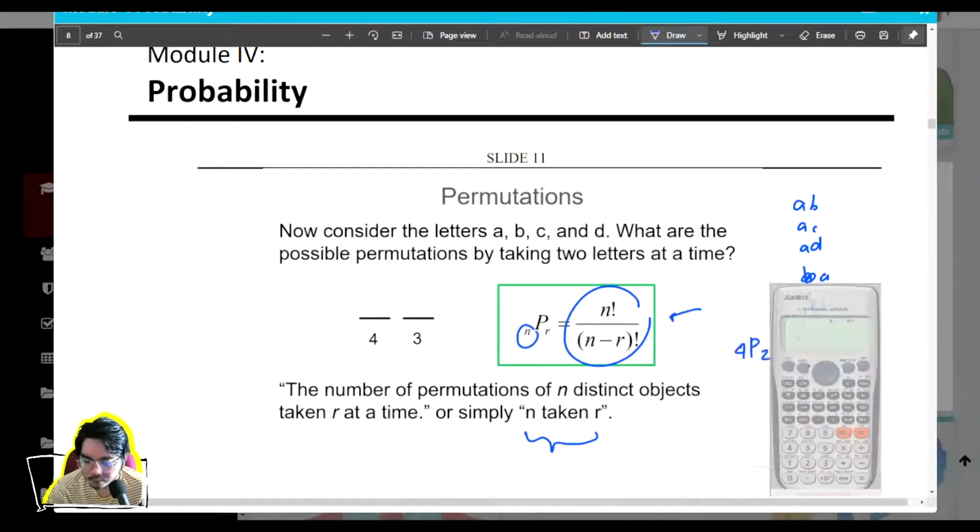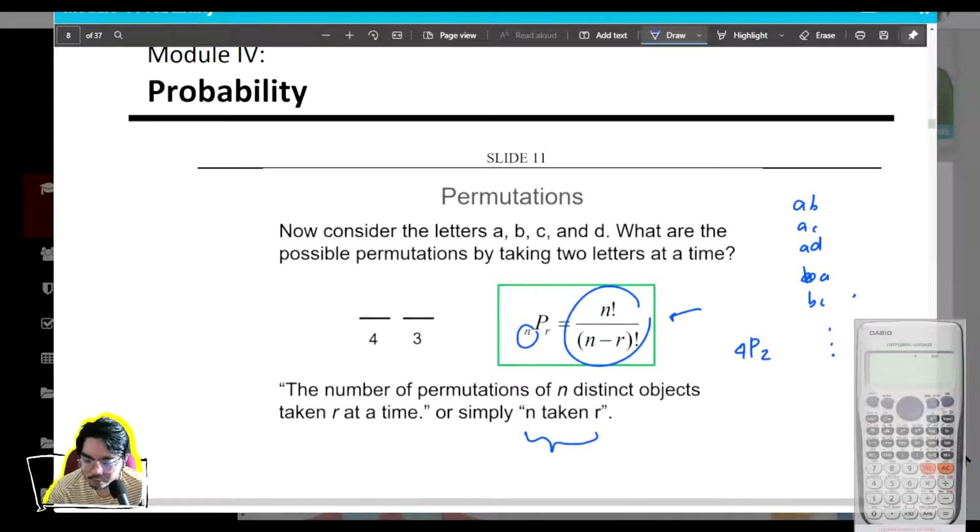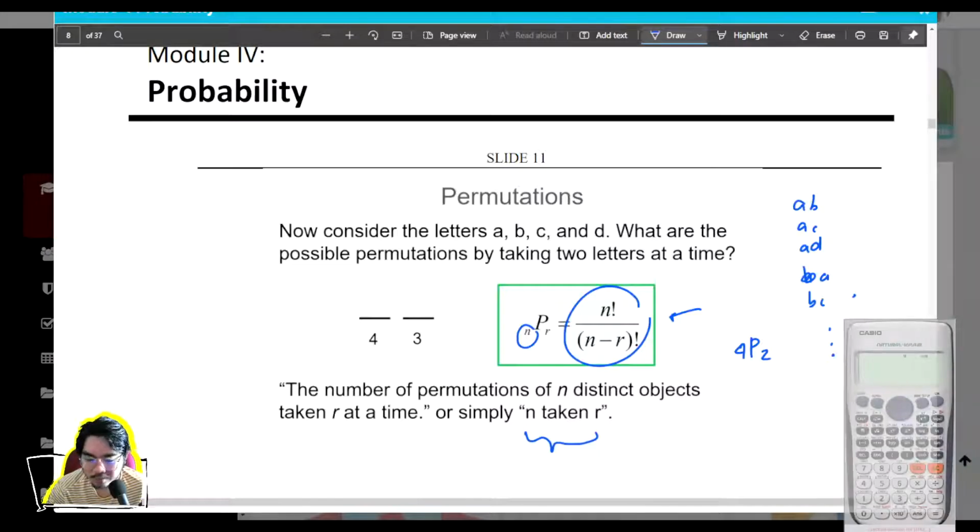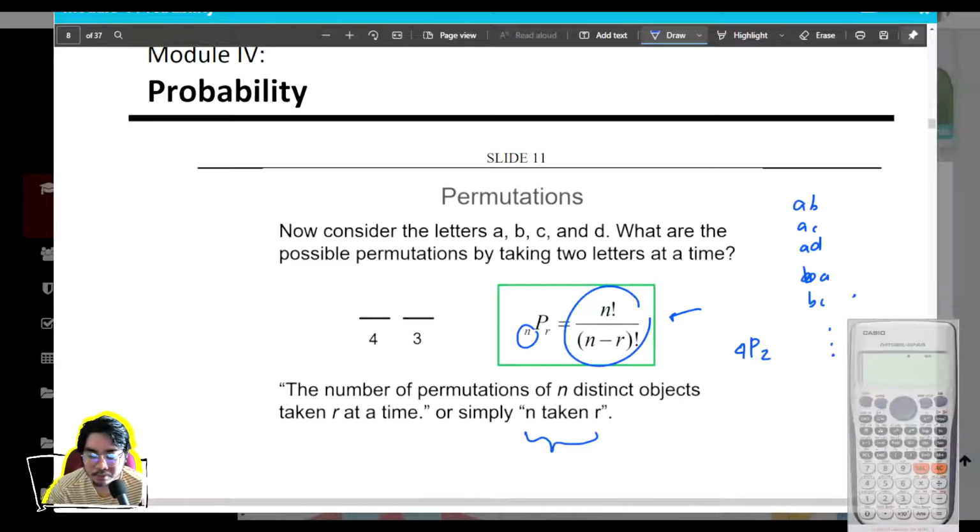Saan ko pwede ilagay ito? Dito? Okay lang ba dito sa gilid? Nakikita naman yung calculator? Okay, kita naman. So, lagay ko na lang sa bottom corner, no?